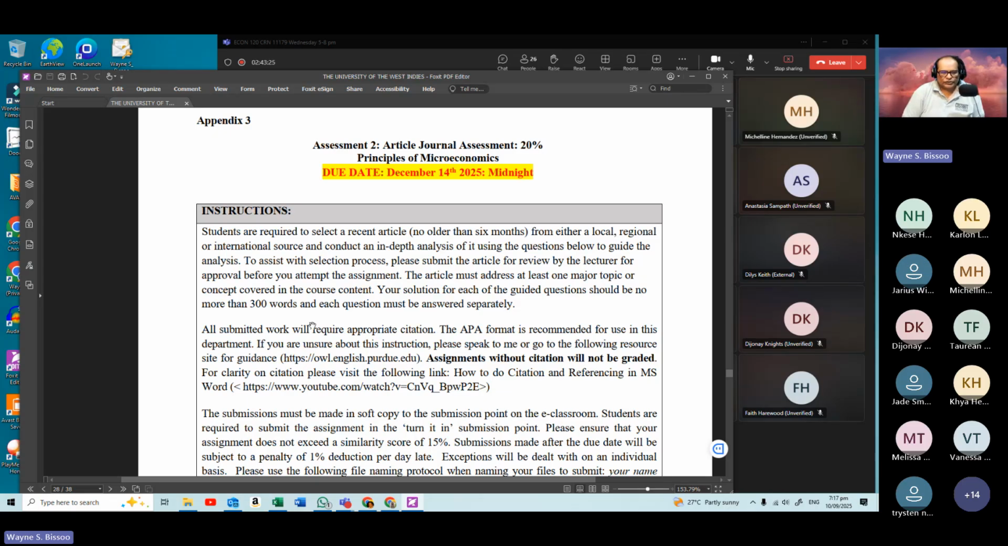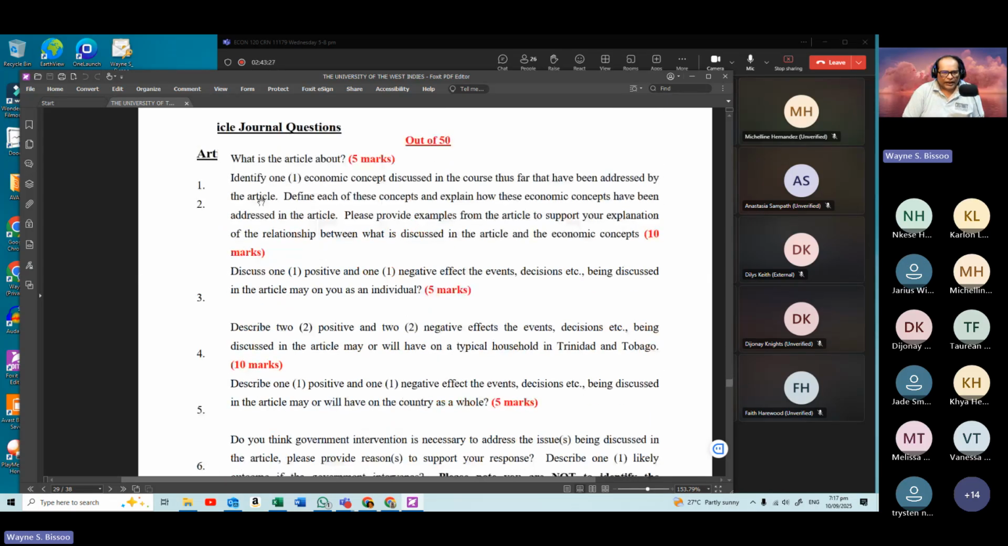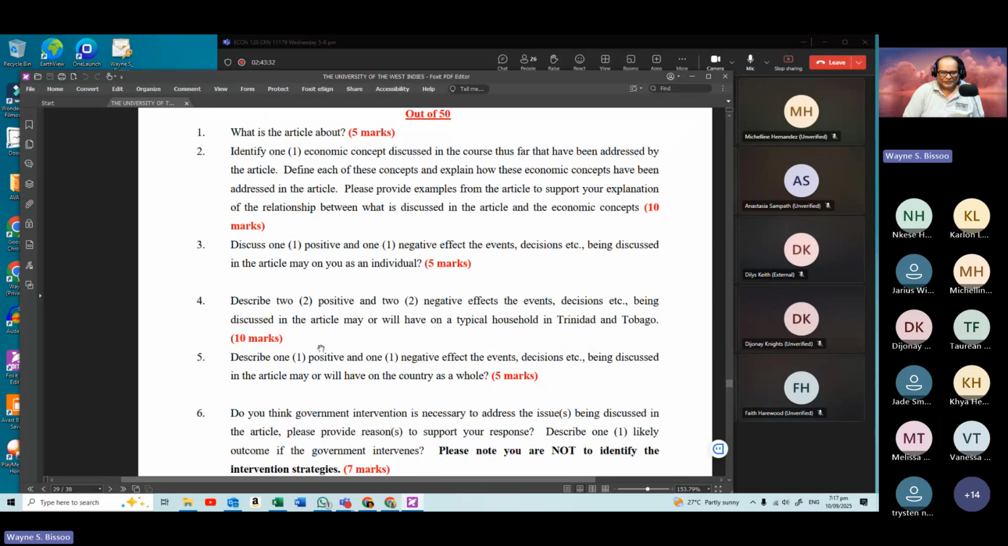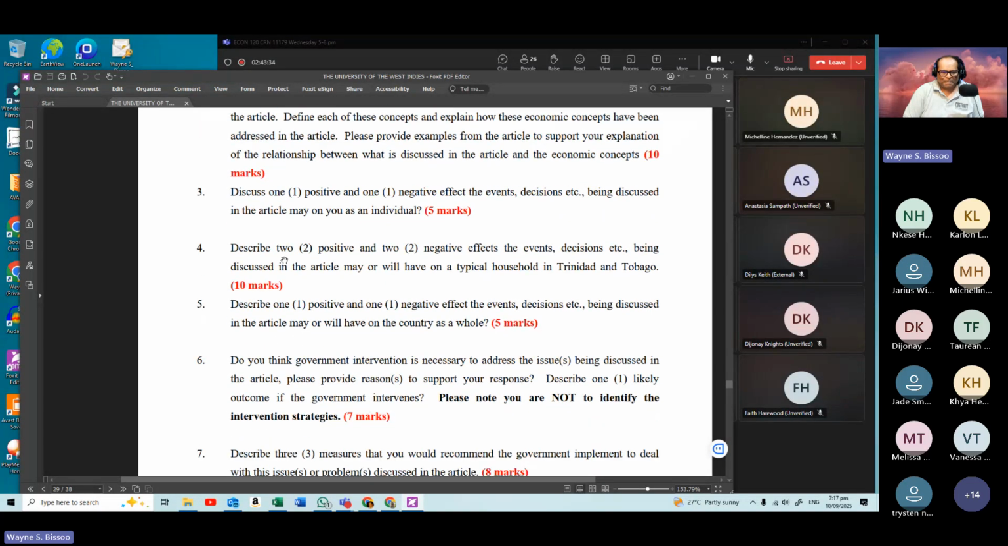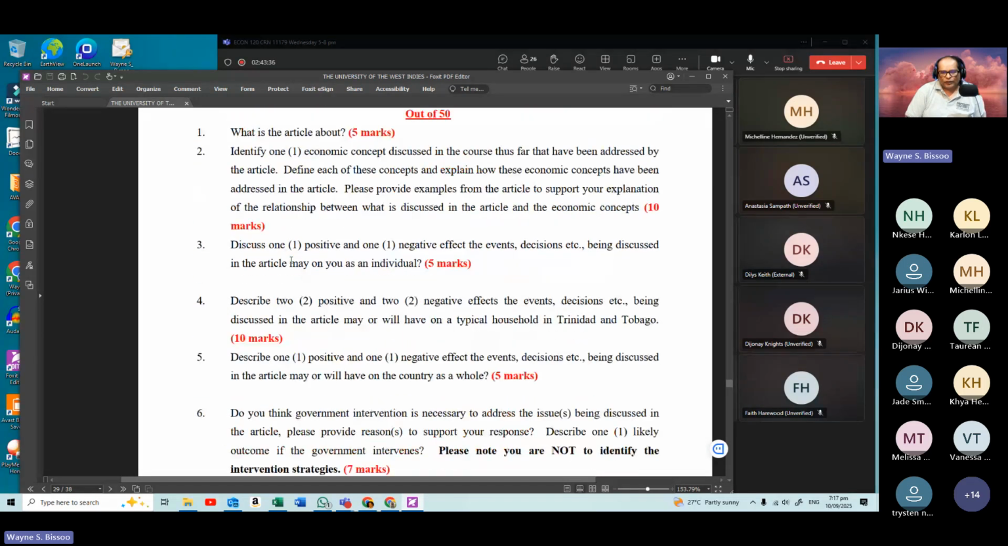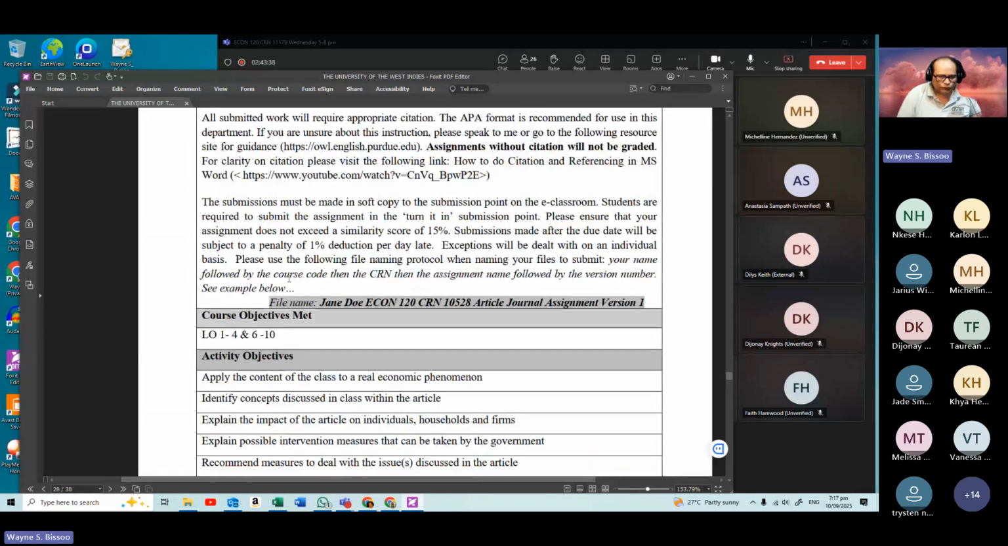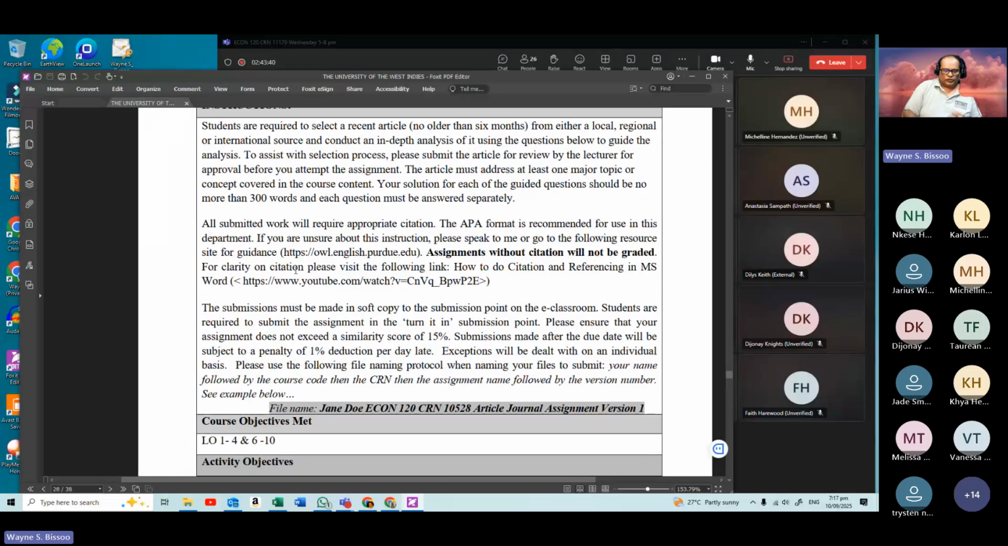Then you're going to use these questions here to guide a discussion about it. Yes? Seeing that? So the first thing you have to do is I have to approve your articles. So once you find an article, you can post it, you can send it to me via WhatsApp or email, and I will let you know, yeah, this is a good article, you could use that.